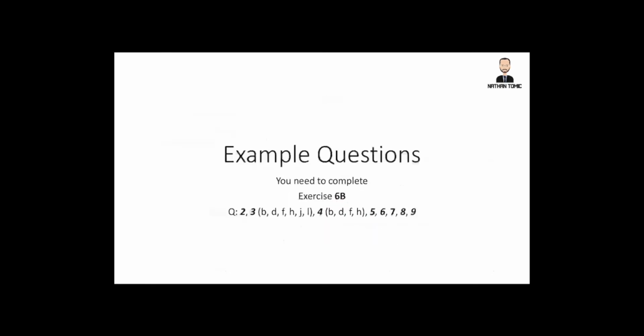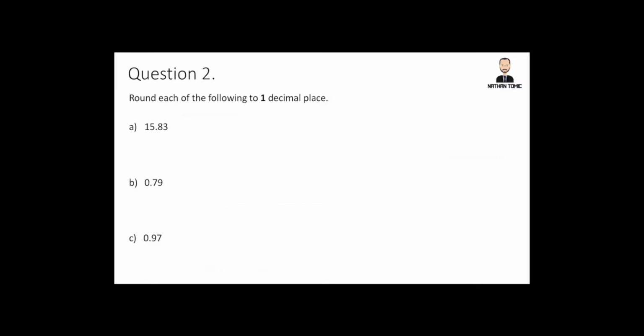The questions that you need to do are shown on the screen here. Again, we will have a look at how to do each of these questions. As with previous videos, the questions are taken directly from the text, however numbers and some samples have been changed slightly. Question 2 asks us to round off to 1 decimal place.